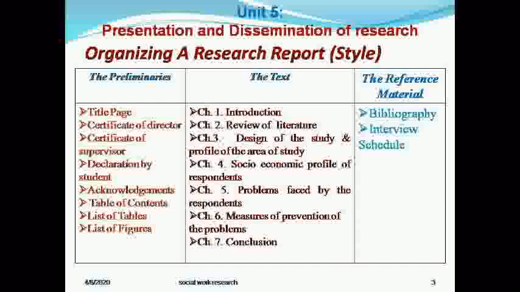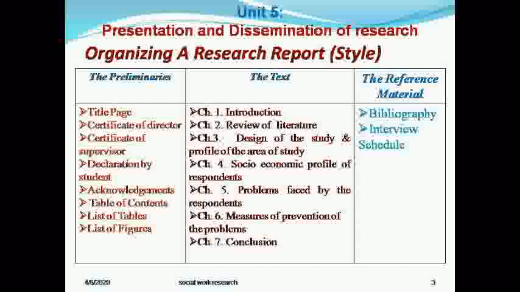The first one is the title page, followed by the certificate of the director, then certificate of the supervisor, then declaration by the student, followed by acknowledgement, table of contents, list of tables and list of figures. These are the preliminary pages which are required for presenting any research report. All these pages do not have the page number. Page number begins with the chapter 1 introduction.